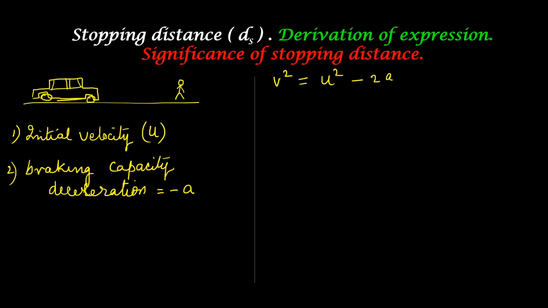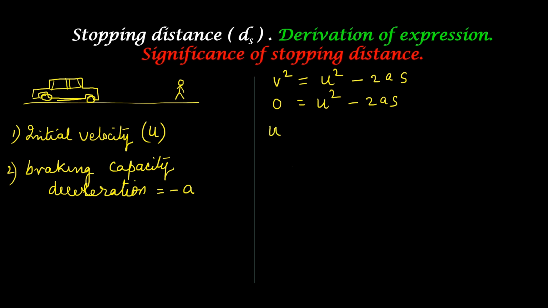Since after applying the brake, the vehicle is getting decelerated, we have already said that its acceleration is deceleration equal to negative a. So the equation becomes v square is equal to u square minus 2as. Initial velocity has some value. It is moving with some velocity. But final velocity v is equal to 0 because it is stopping. So 0 is equal to u square minus 2as.